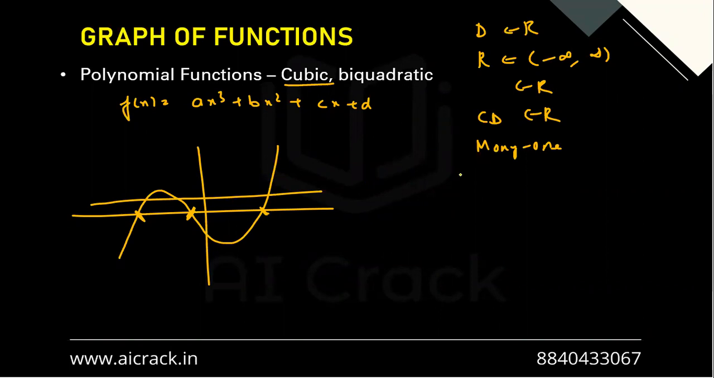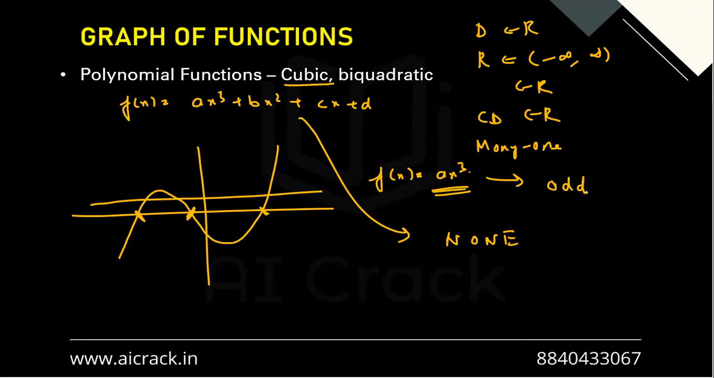Now talking about odd and even. Again, that boils down to this: if f(x) equals x cube, then it's odd. If it looks like this, then neither odd nor even. We cannot say anything. So just for this one, it's odd, and for the rest, for the general equation, it's neither odd nor even. Now talking about onto and into, in this case, codomain equals range. So basically it's an onto function, because range is R and codomain is also defined as R. So this is an onto function. Now let's quickly understand the biquadratic function.